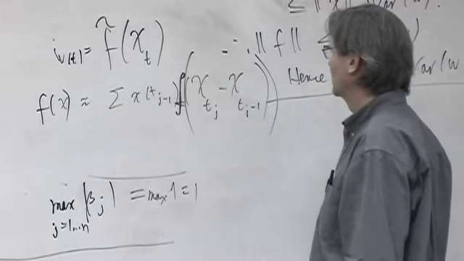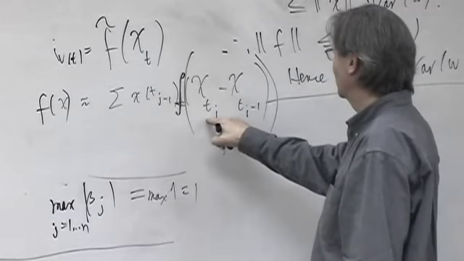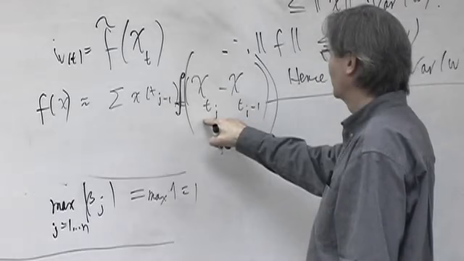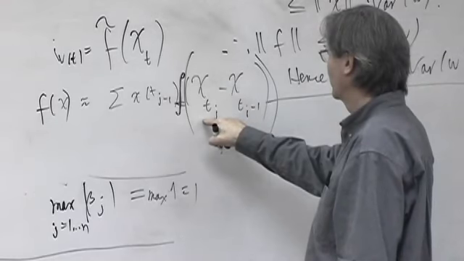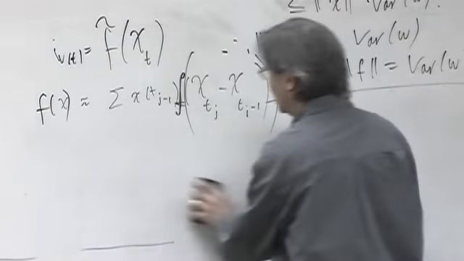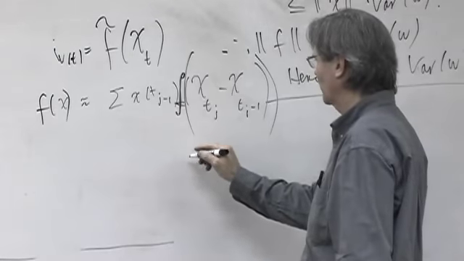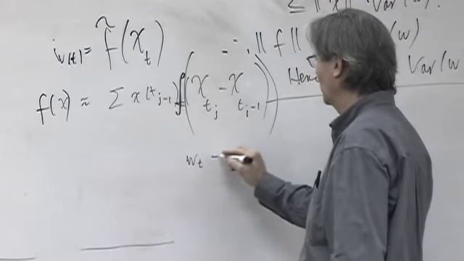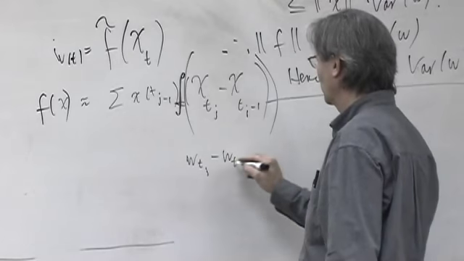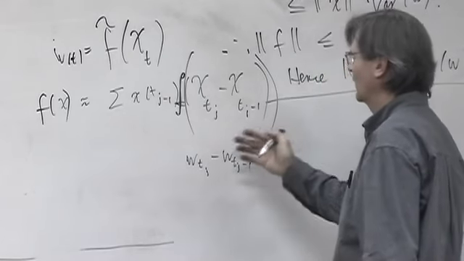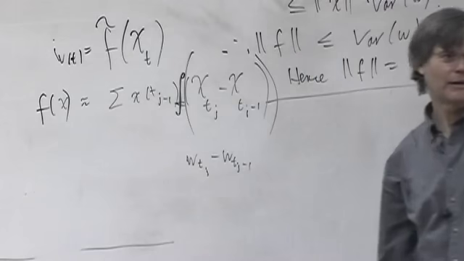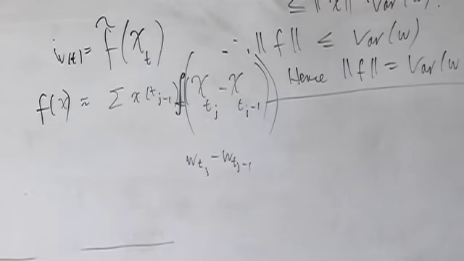So now I need this to be, and then I want to make this a Riemann-Stieltjes integral, so I want this to be w of t_j minus w of t_{j-1}. That's true if this is true. Okay? So I think that's the easier way to see it.